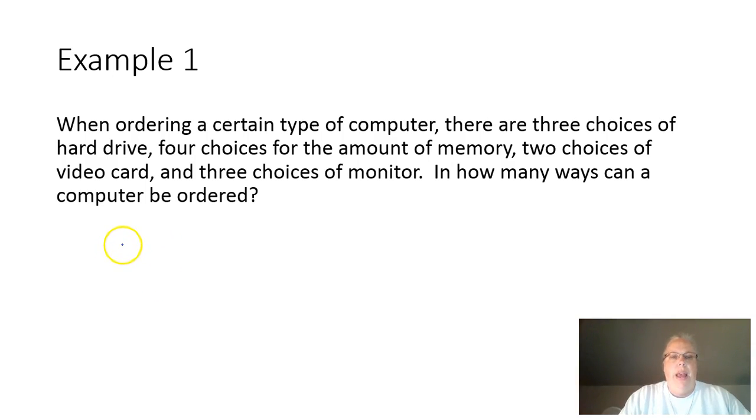So let's see, we have 3 types of hard drive, and then we have 4 types of memory. We have 2 types of video card, and then we have 3 choices of monitor. And when we multiply all those together, we get 72 different types of computers.